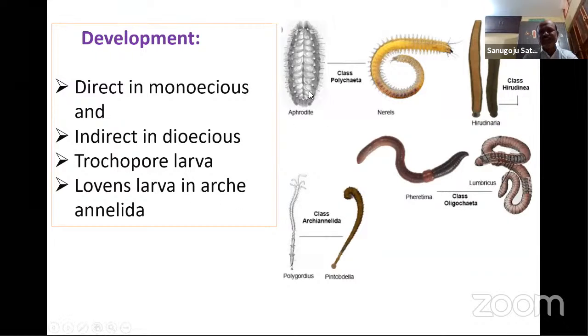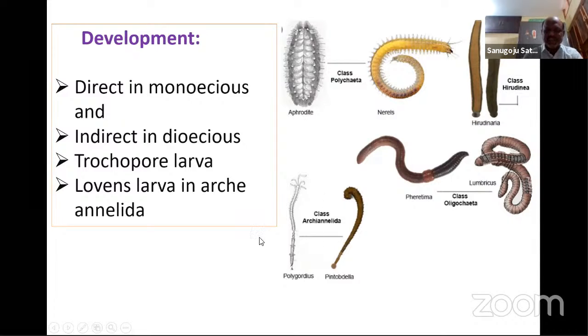This is the Aphrodite, otherwise called sea mouse. This is the Nereis. Nereis is commonly called ragworm or clamworm. We can discuss this in detail in classification. Hirudinaria granulosa is there, Lumbricus is there, oligochaetes, polychaetes, hirudinians and archiannelids.